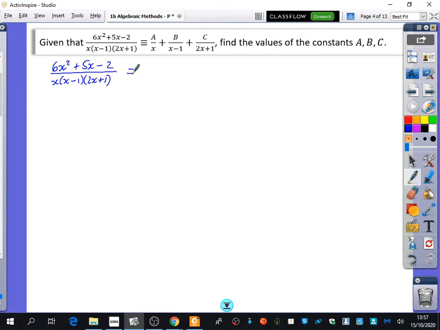Now I wonder if we can start adding them together straight away. So what am I going to have to multiply the a part by? x minus 1, 2x plus 1. The b part is going to need to be multiplied by an x and a 2x plus 1. And the c part is going to need to be multiplied by an x and an x minus 1. And then obviously that common denominator is x, x minus 1, 2x plus 1.